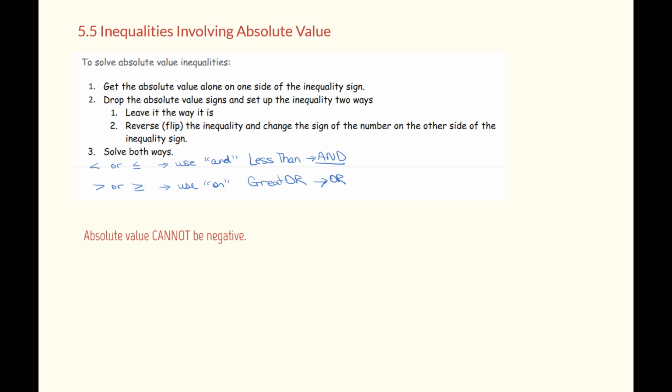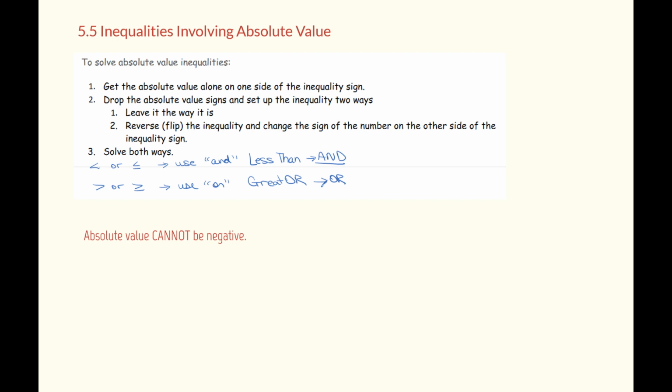So if you're using less than or equal to, think of it this way. It's less than, so you use the word and. If it's greater than or equal to, think greater or, so you use or.